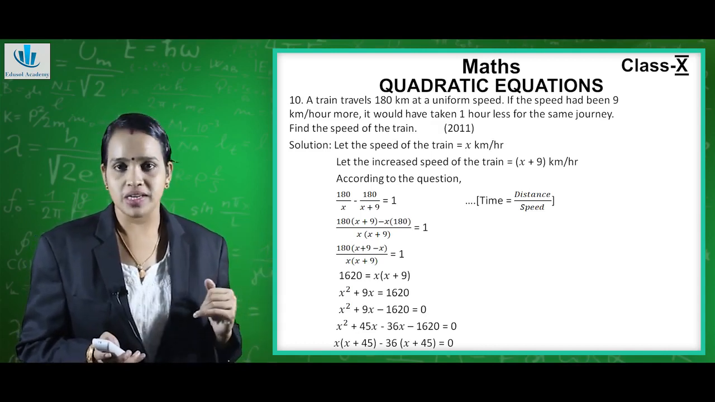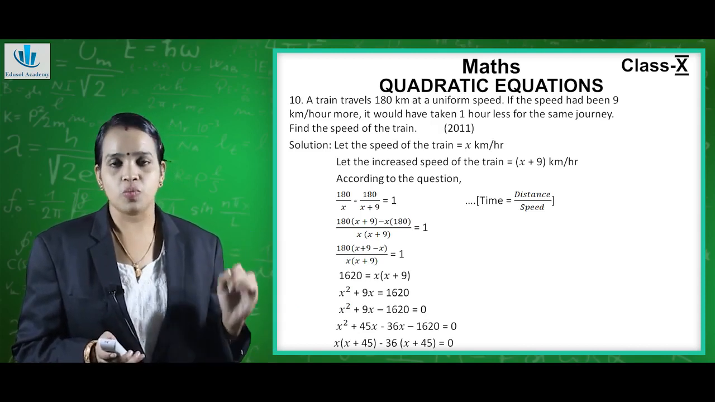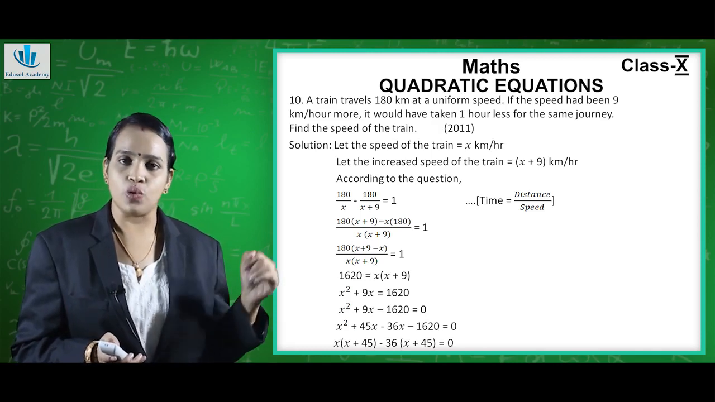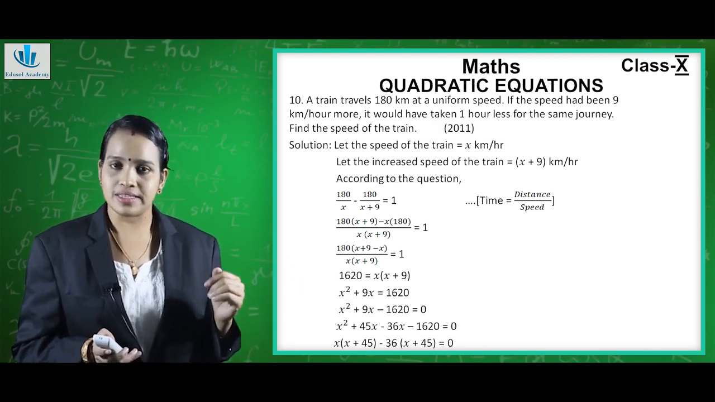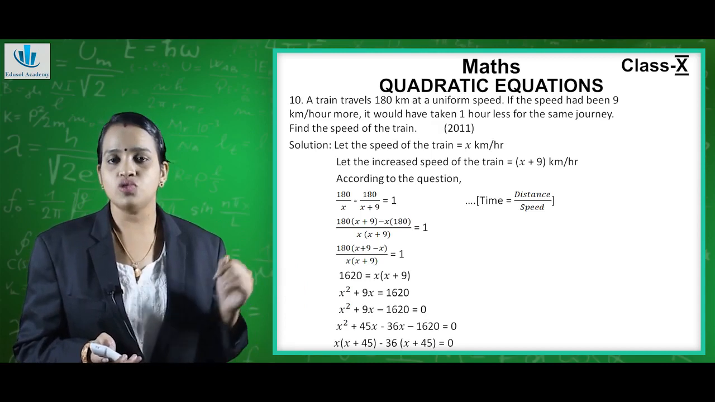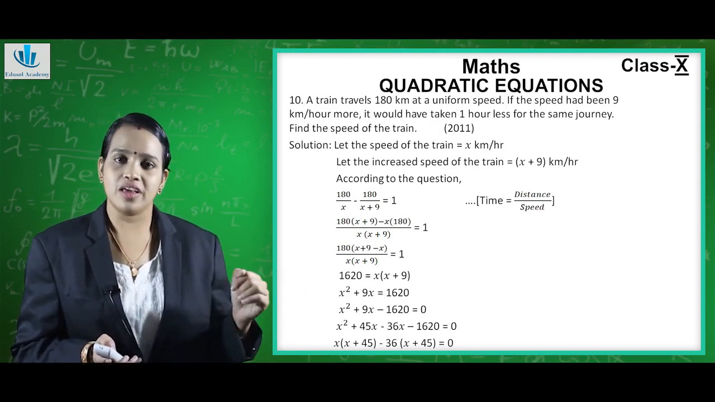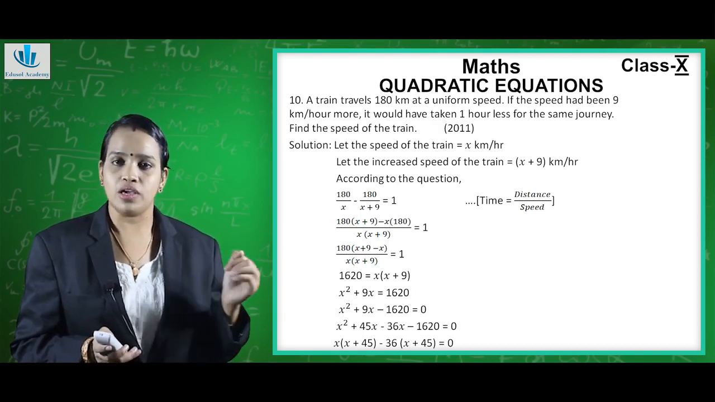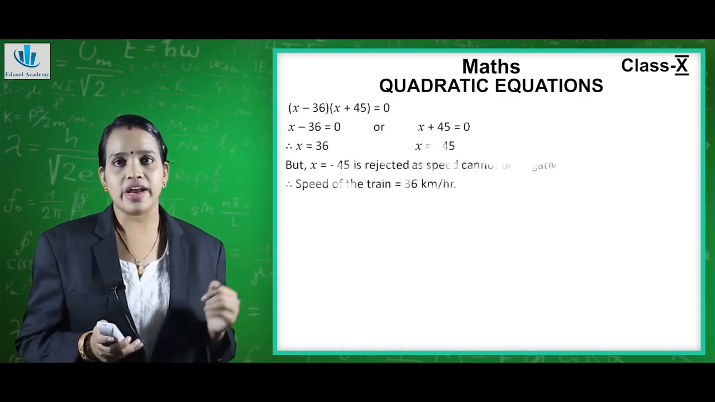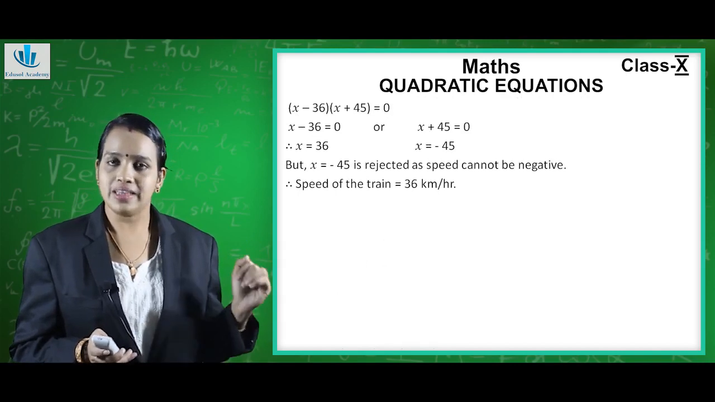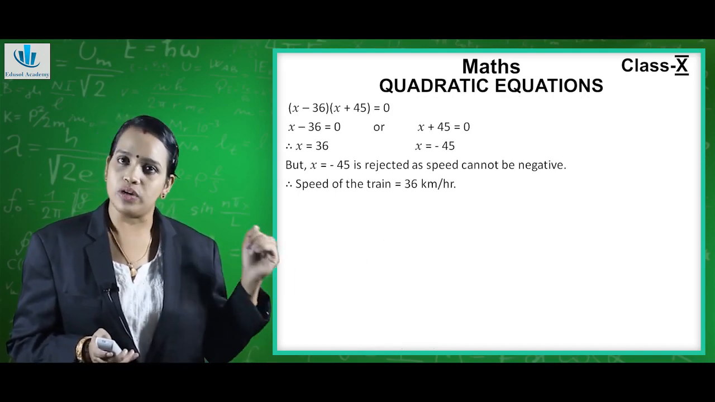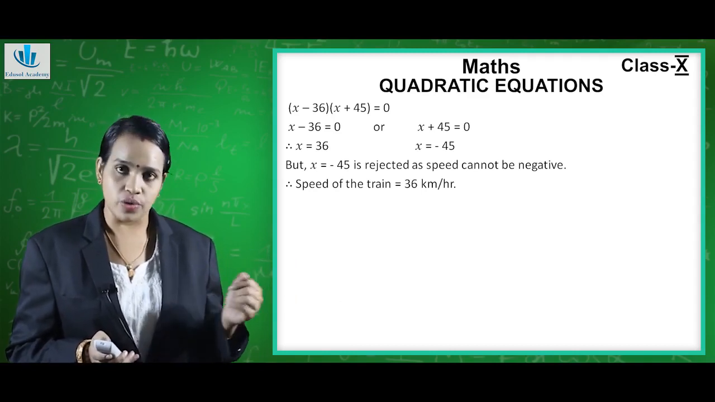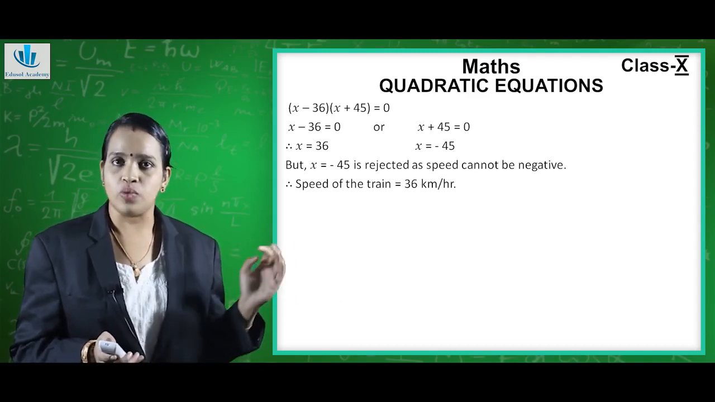Here we can split the middle term, so it becomes x raised to 2 plus 4x minus 36 minus 1620 equal to 0. Here we can take x as common, so it becomes x into x plus 45 minus, here we are taking 36 as common, so 36 into x plus 5 equal to 0. So we can write it as x minus 36 into x plus 45 equal to 0. So we can say that x minus 36 equal to 0 or x plus 45 equal to 0.